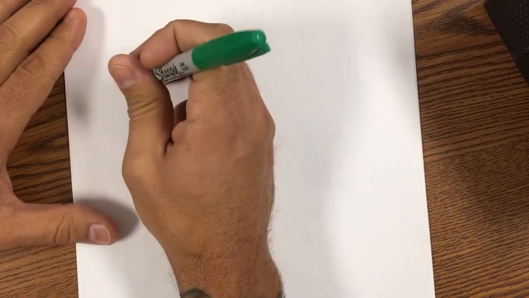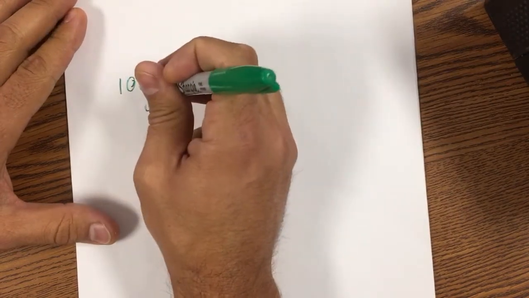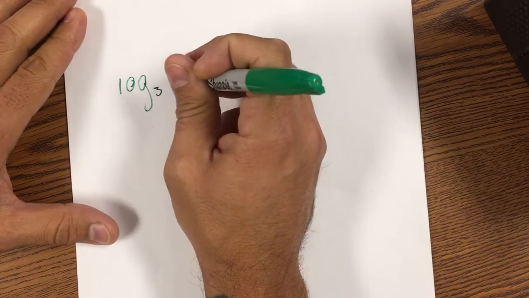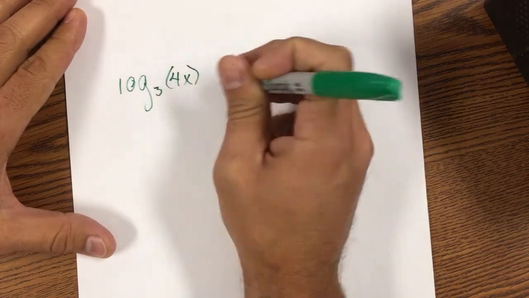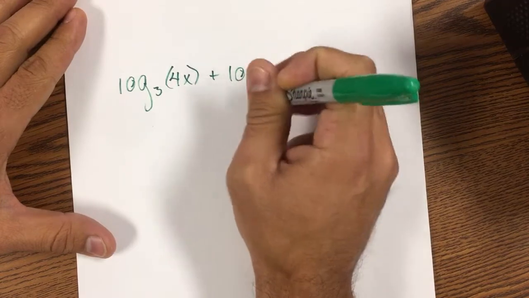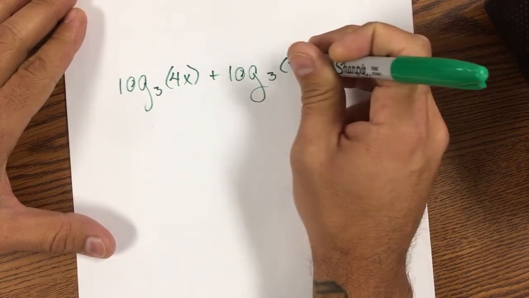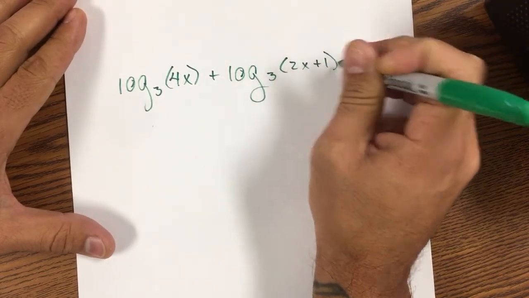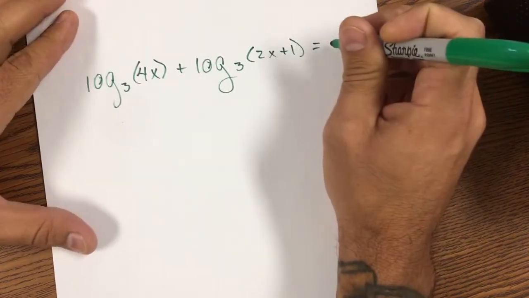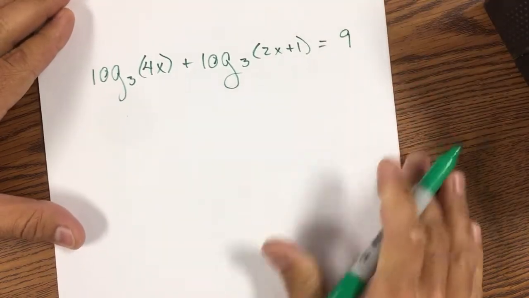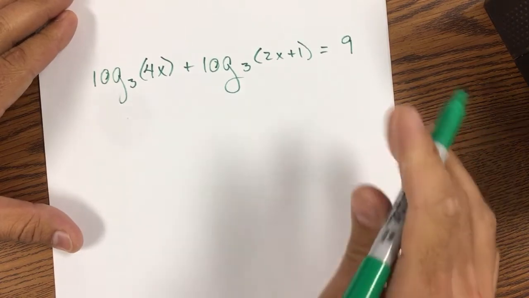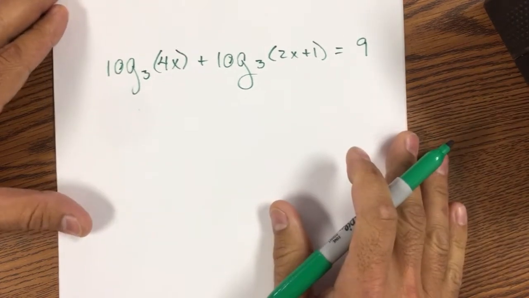So if I have something that tells me like log base 3 of 4x plus log base 3 of 2x plus 1 equals 9. Now, that's a really big number. That's okay. I'll do it anyways.